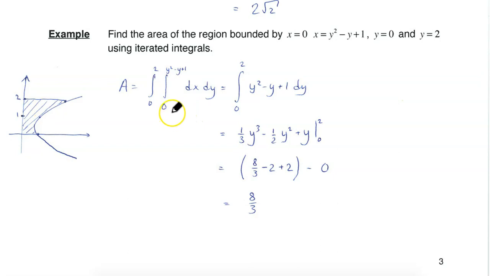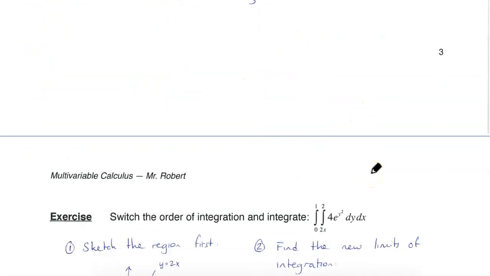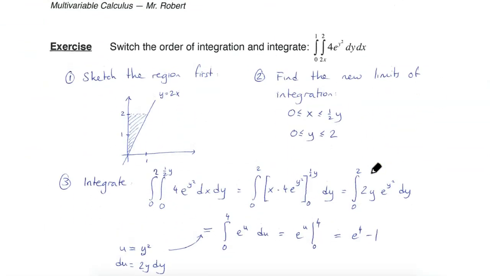From there we integrate, the inner integral is super easy, and then the outer integral is just as easy again. So the integral is 8/3. This corresponds to what we did in AP Calc AB when we were integrating in terms of y. Okay, this is the final example.